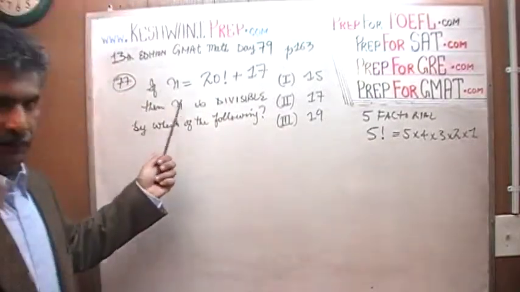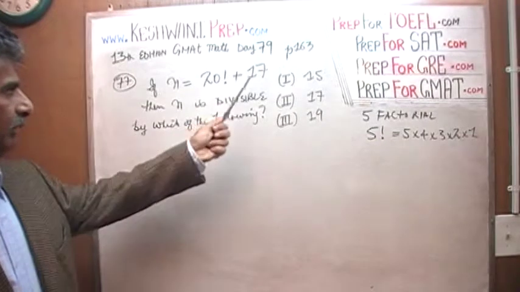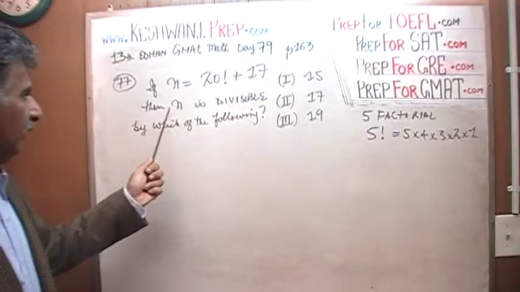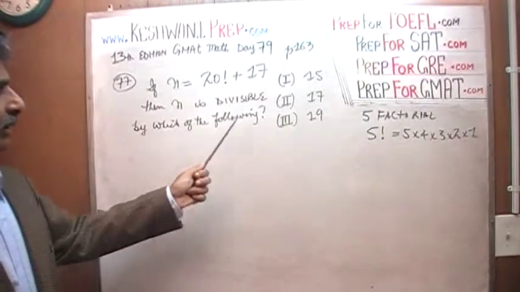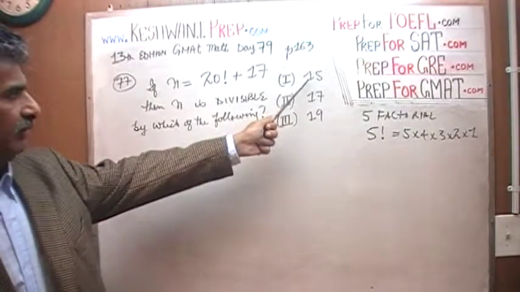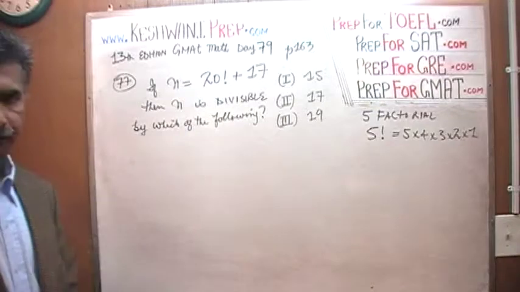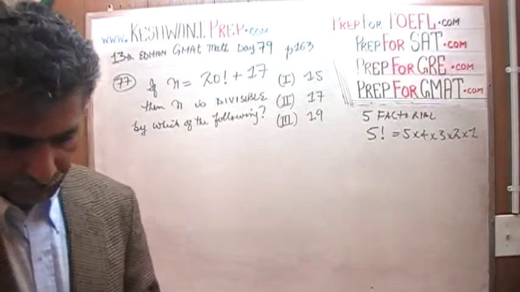So we have a quantity which equals 20 factorial plus 17. The question simply is, if you were to divide this quantity n, it is divisible by which of the following? And these are the three answer choices. Is it divisible by 15 or 17 or 19? Now here's what we're going to do.